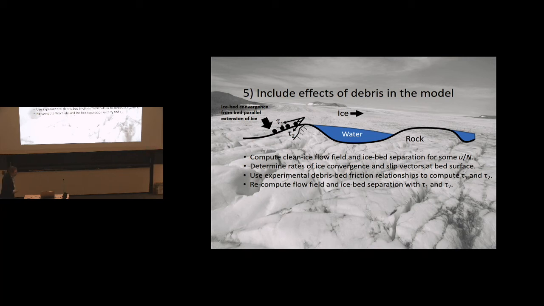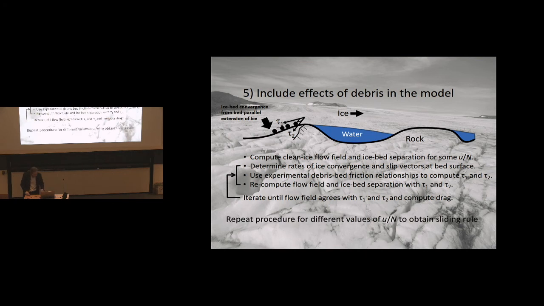The problem is that isn't, strictly speaking, correct, because once we put the debris in, that's going to affect the flow field. And so we have to iterate between the flow field and the ice and these two orthogonal shear tractions on the bed until they're consistent with one another. And then we have a truly steady-state solution. And then we can go through and, again, look at various values of drag as a function of sliding speed.